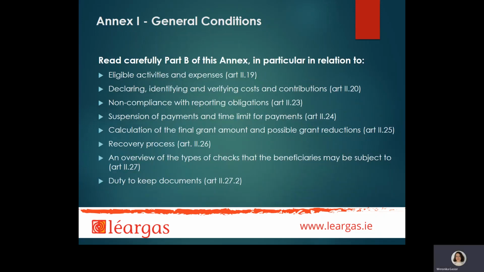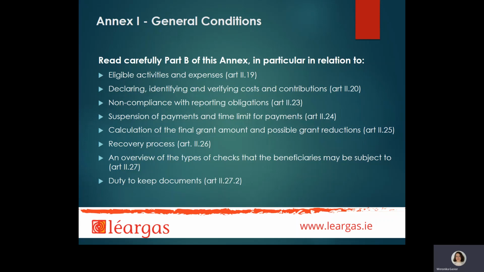Part B of the General Conditions also includes several important articles. Some of them have already been covered here, therefore, for the purposes of this session, we would like to highlight the importance of the following ones. Article 2.23 emphasizes the need for timely submission of your reports. Failure to submit reports or submit them on time may result in your project being suspended or terminated and a recovery of your grant. If you anticipate any delays with the submission of any of your project reports, please do communicate this to us in advance.